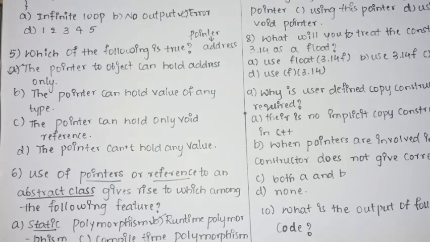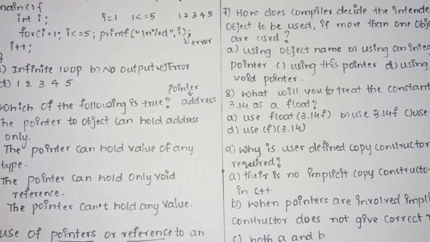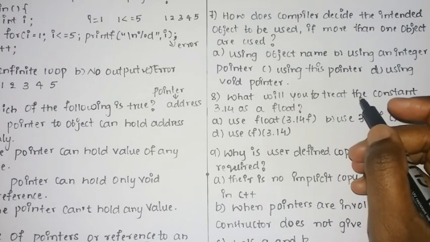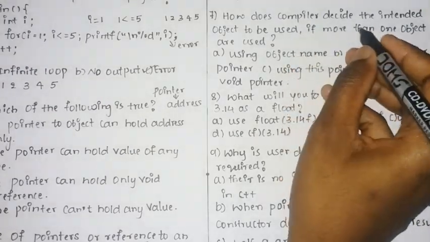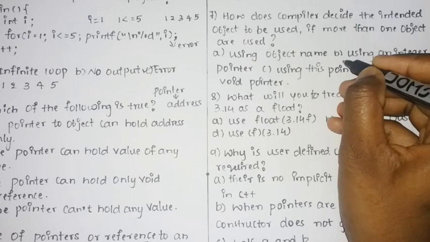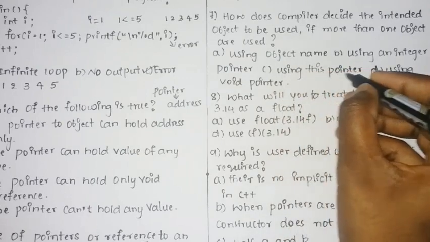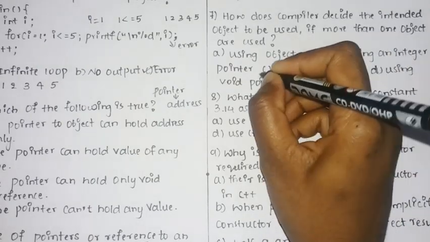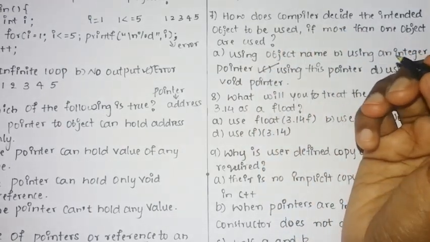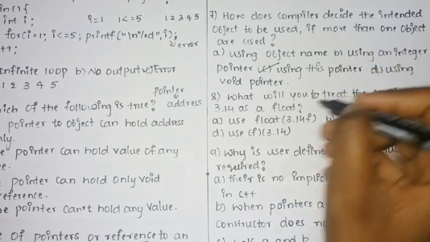Then next, we shall see the seventh one. How does the compiler decide the intended object to be used if more than one object is used? Using object name? No, with the object name you cannot decide it. Or integer pointer, this pointer, or void pointer. Using the this pointer you can decide the intended object to be used if more than one object is used. The this pointer is used to give the reference.